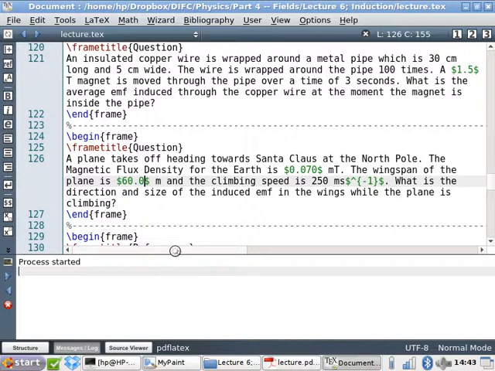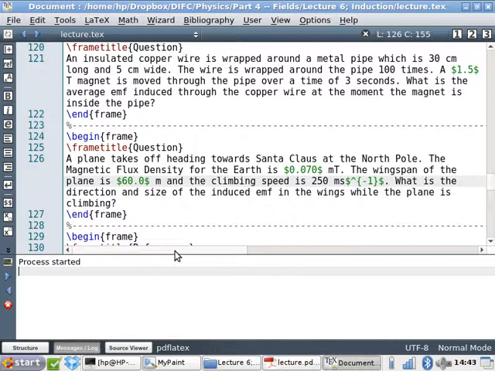So, you're all clear. We have our plane. Here's the plane, and this is the wing. And there's the North Pole. Which way is the magnetic field? That way. So, using the right-hand rule, this is pointing that way. Now, which way is the force? Up or down? Up, because the plane has taken off.